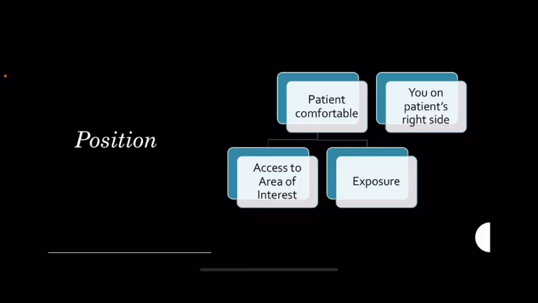Now, positioning is always going to be really, really important. In general, when we examine a patient, we're going to have the patient set up in a way that's comfortable for them. But as you see these bullet points down below, we want access to the area of interest. So it's not just comfort. We want them comfortable, but we also need access to the part of the body we need to examine, and we need to expose it, because one of the things we'll be doing is looking at that part of the body to see what we can learn. And in general, as a convention, we examine the patient from the patient's right side using our right hand.